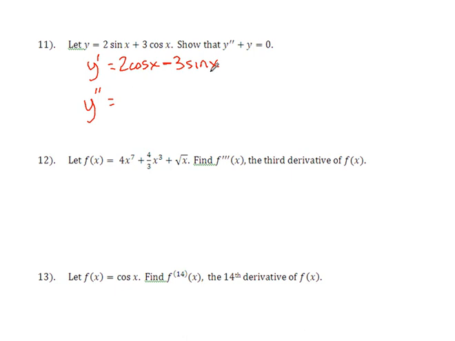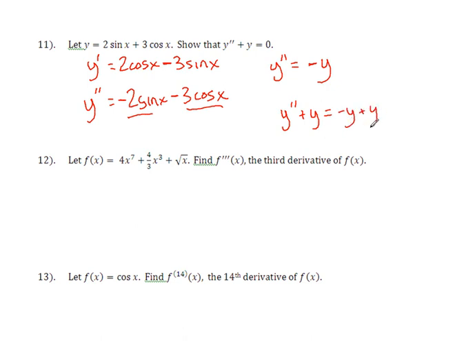Take derivative again. Now we'll have a negative 2 sine of x, and this will be a negative 3 cosine of x. Well, these are the same two terms from y, only they're negative. So that means that y double prime is equal to the opposite of y. So because of that, y double prime plus y is just negative y plus y, which is 0. That's pretty much all you need to do, is show what the derivatives are.